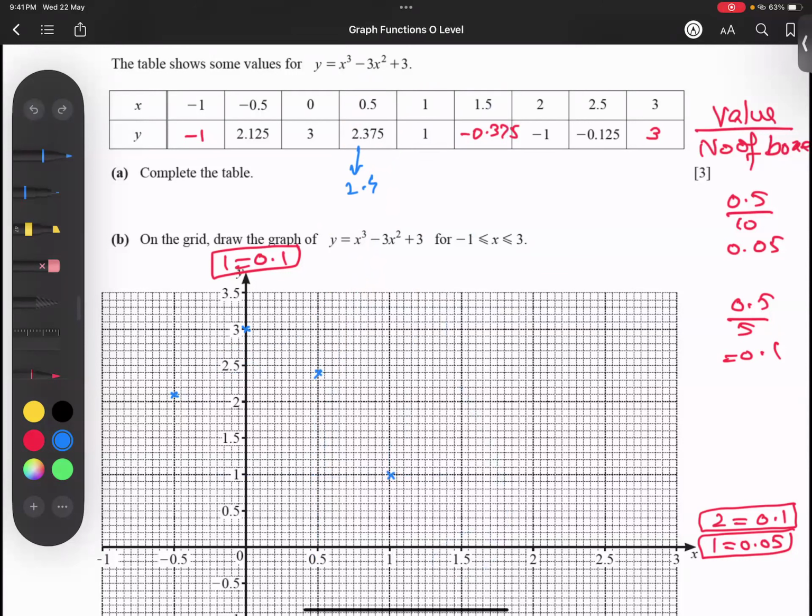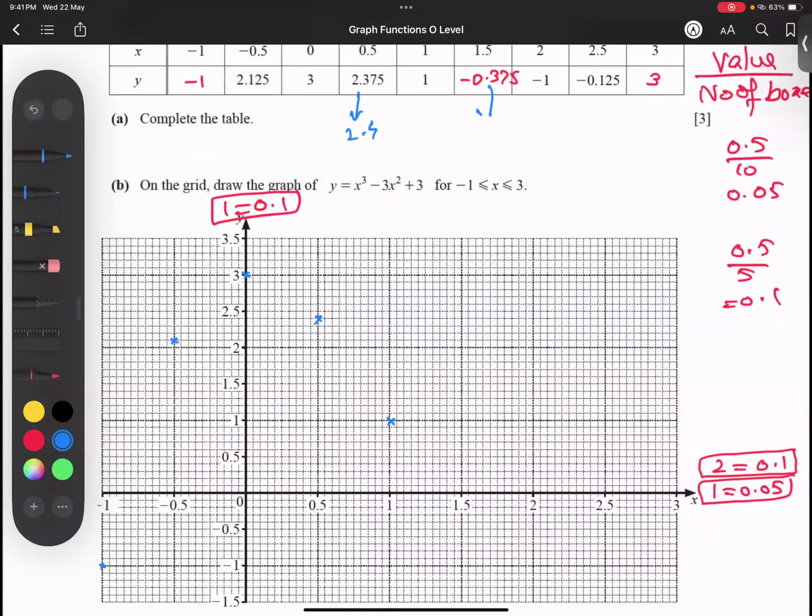Okay, x is 1.5 and y is -0.375, approximately -0.4, which is here. So I've joined here. I believe the point is very clear. Now x is 2 and y is -1. x is 2, y is -1, I mean this and this point, so I get this point. Then x is 2.5 and y is negative 0.1. Where is negative 0.1? One box below, this point, you can see clearly. Then x is 3, y is positive 3, which is coming here and here.